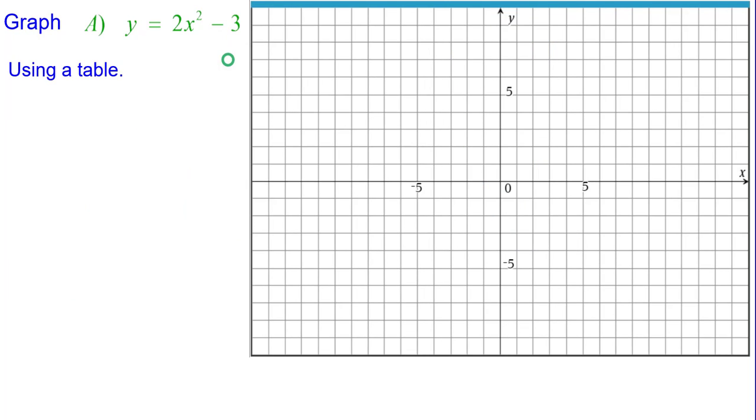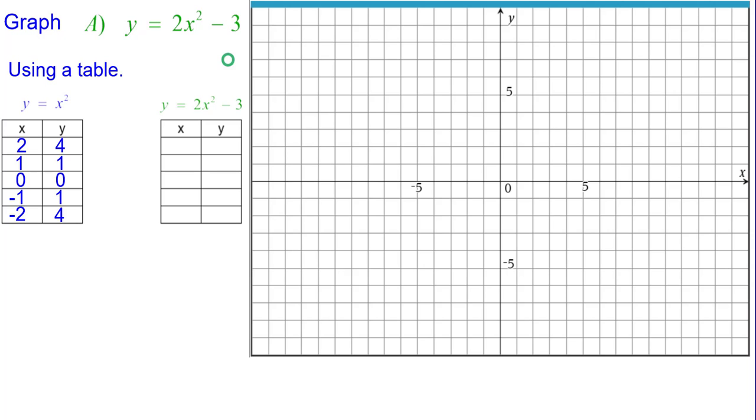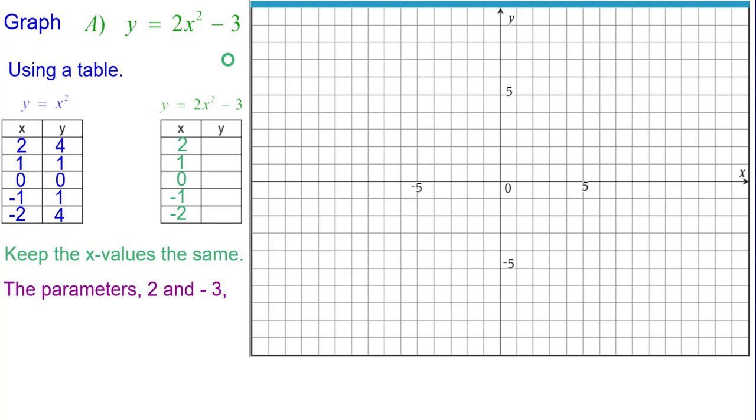Second way is using a table. So this is our normal 5 points for the parabola, y equals x squared. We keep the x values the same because those parameters do not affect the x values at all, just the y values. The parameters 2 and minus 3 affect the y values in this way.